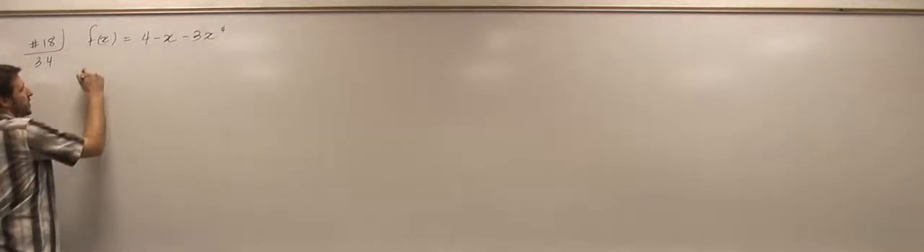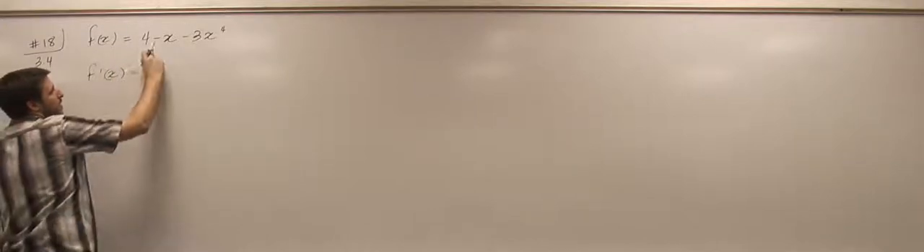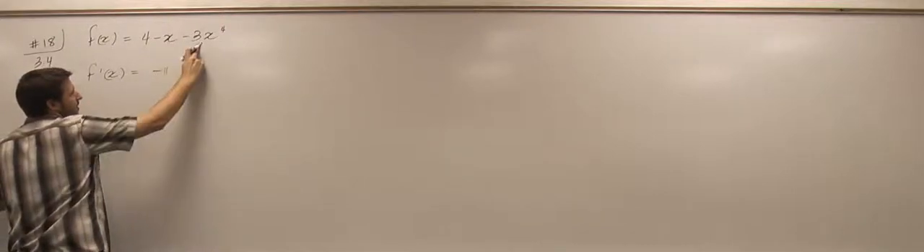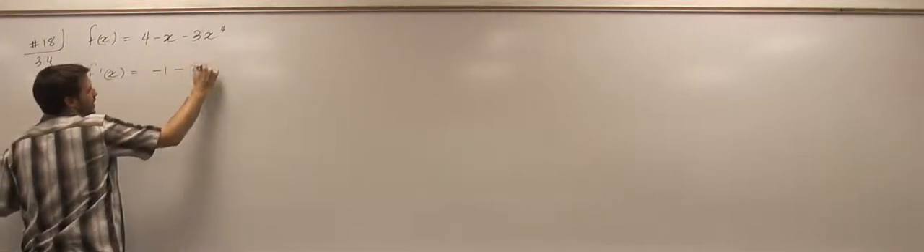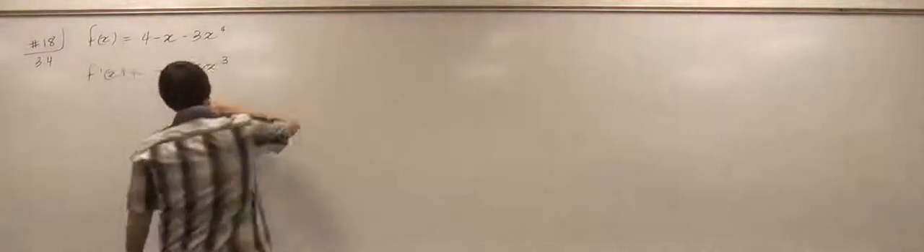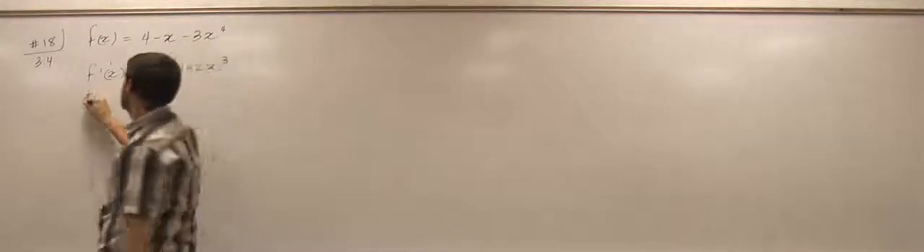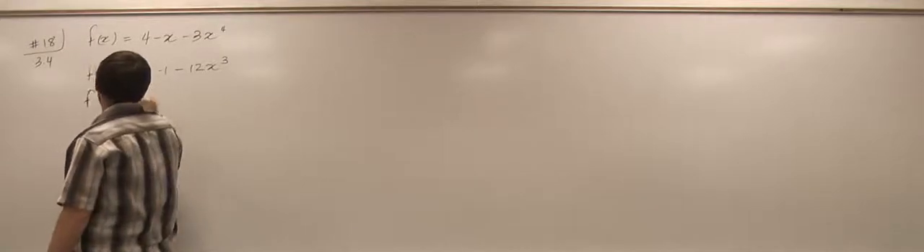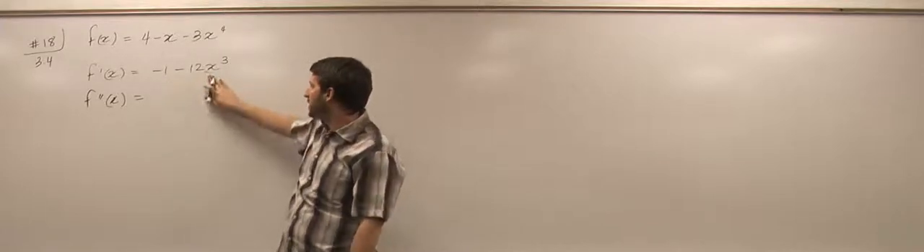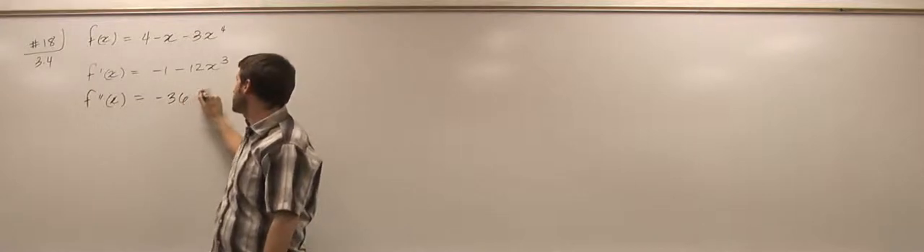So you start doing your derivatives. F prime is equal to what? Derivative of 4 is 0. Derivative of x is just 1, so negative 1. And negative 12x to the third. But actually, because I'm just finding concavity and points of inflection, I don't really care about the first derivative. I need the second derivative. So I go directly to f double prime. Derivative of negative 1 is 0, so I don't have to worry about that. Then when I derive this guy, I get negative 36x squared.